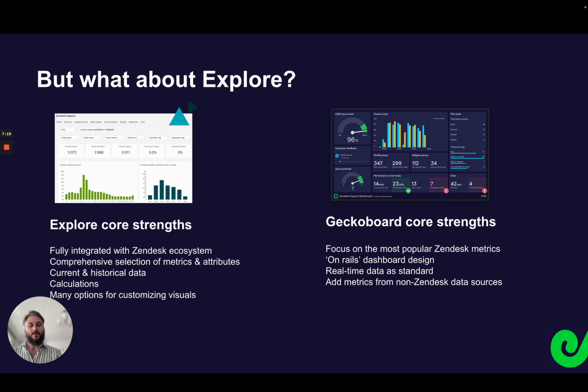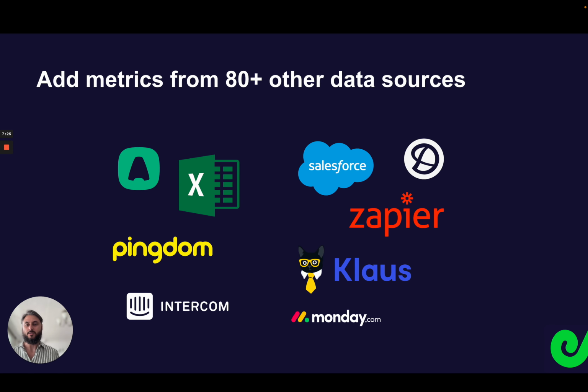And then the biggest difference as well is with Geckoboard, you can add data from non-Zendesk data sources as well. So as I said before, we've got around 80 different integrations, spreadsheets, other CS tools like Intercom and Klaus. We've got Zapier as well, which again opens up another several thousand options for getting data into Geckoboard. So it really is a tool for bringing those core headline metrics from different places into one easy to understand view.